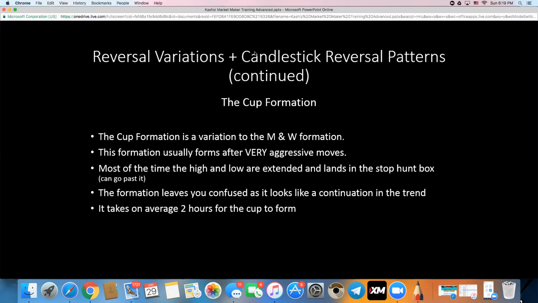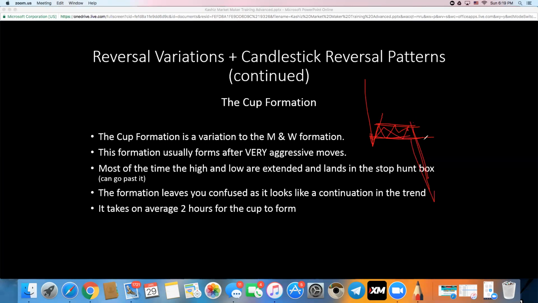The formation leaves you confused as it looks like a continuation in the trend, okay? Because you see the consolidation here. If you look at the hourly and you see this aggressive move like this, consolidation kind of, right? Doesn't that resemble a little flag, what is it called? The bearish flag? Oh, it looks like a bearish flag. Let me sell, and then next thing you know, they reverse, okay? I'm not understanding this method, okay?